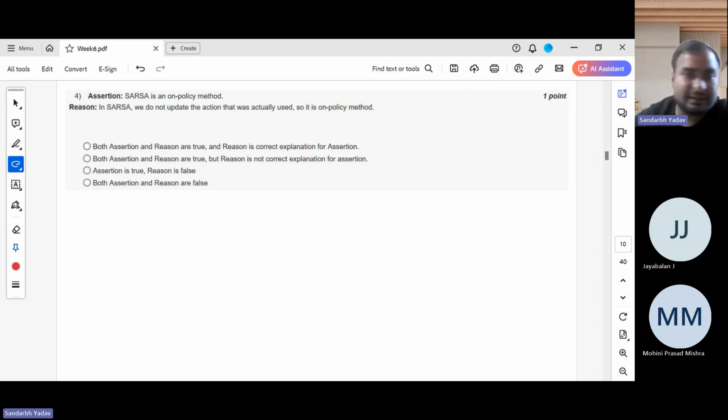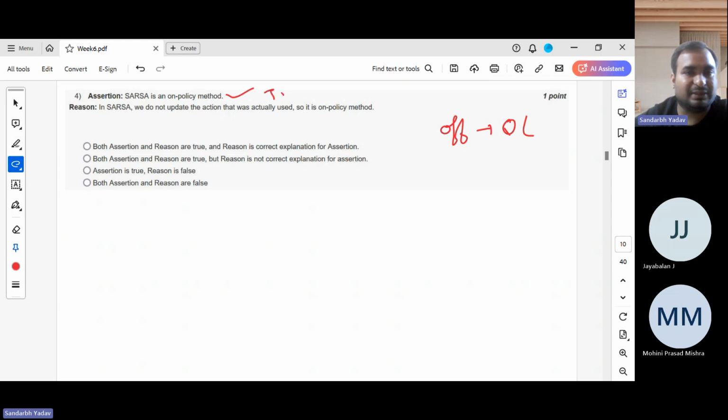So the fourth one is an assertion-reason question. SARSA is an on policy method. You should be knowing this: is SARSA an on policy or off policy method? Maybe write in chat. Okay, so SARSA is on policy. And what is actually off policy? Off policy is Q learning, right? So Q learning is the off policy one, and SARSA is the on policy.